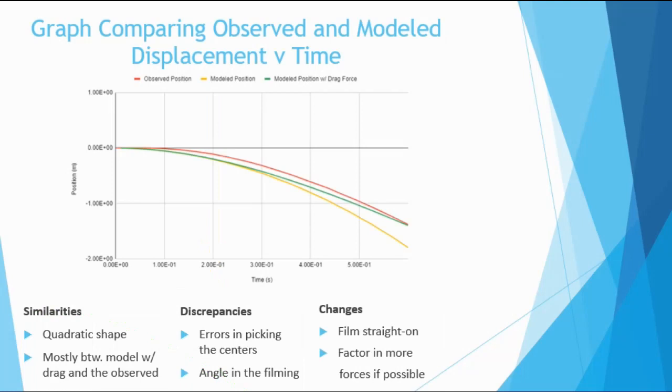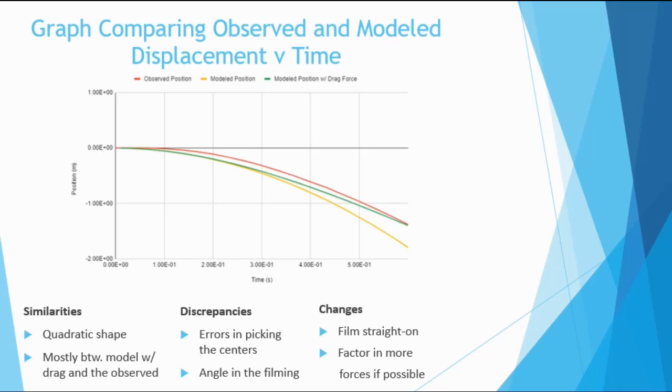A notable similarity between all three curves is a quadratic shape. This similarity shows that in all three situations, the objects were experiencing changing velocity. This is explained in the fundamental principle where non-zero net forces result in changing velocity. However, as you can see, the model position with just the gravity force overpredicts the observed motion, which shows that there are other forces acting on the object.